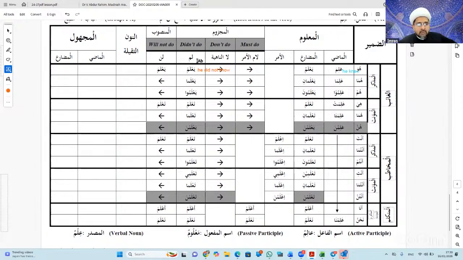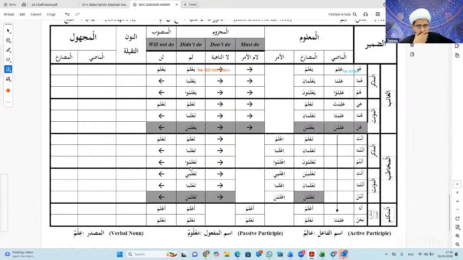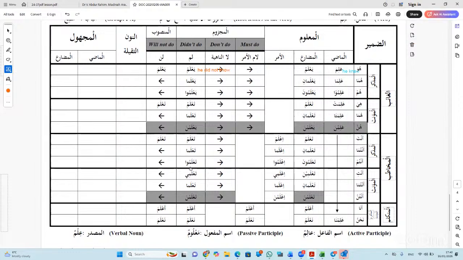So lam ya'lam conjugates in 14 forms. Lam ya'lam, he did not know. Lam ya'lama, they two did not know. Lam ya'lamu, they all did not know. This was for male. Lam ta'lam, she did not know. Lam ta'lama, they two did not know. Lam ya'lamna, they did not know, for females.